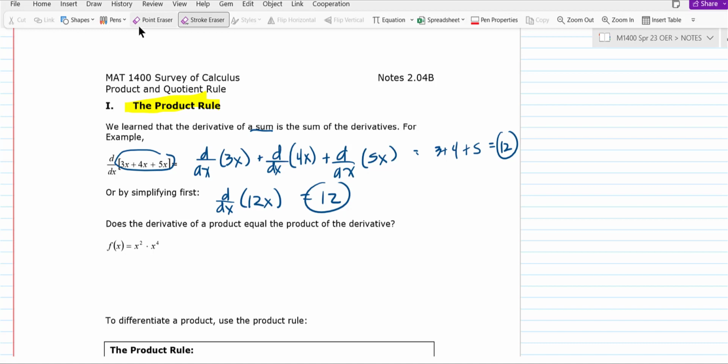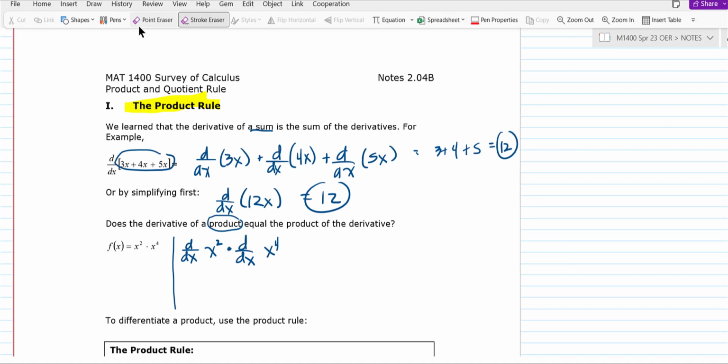So now what we're going to do is investigate what happens if you have a product. My question is, does the derivative of a product equal the product of the derivatives? Well, there's only one way to find out. Let's just try this in a couple of ways and see what happens. The first thing is let's just do the derivative of x squared and the derivative of x to the 4th, like we've learned how to do, and multiply them together. Let's see what we get. Then we'll do another way, and we'll see which way we think's right.